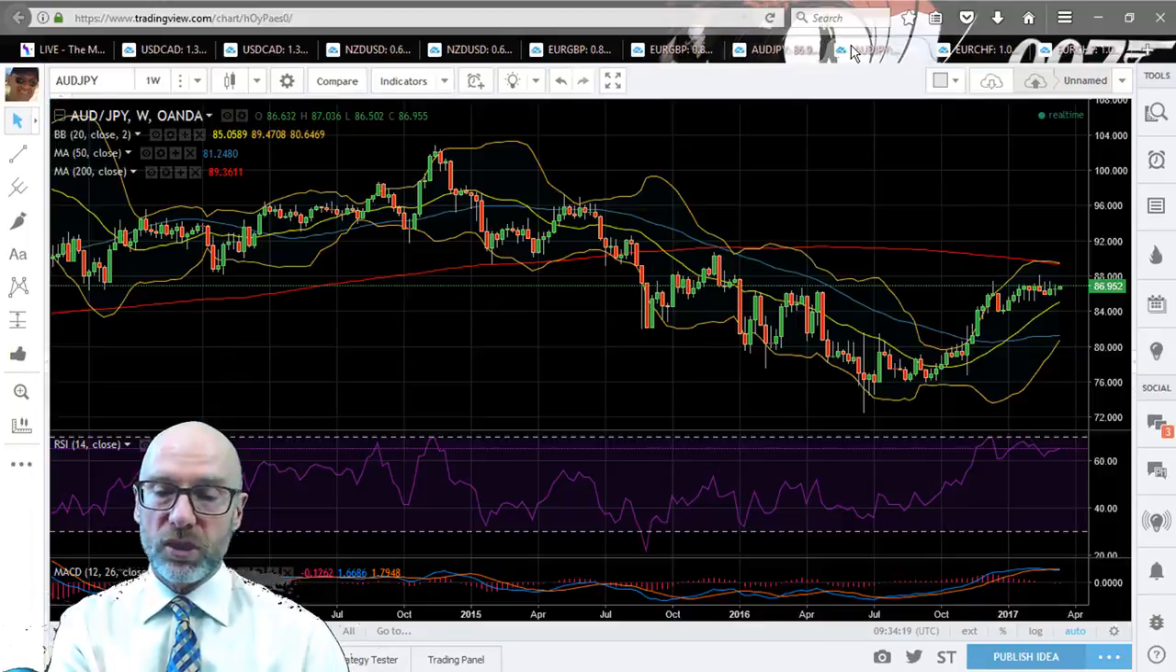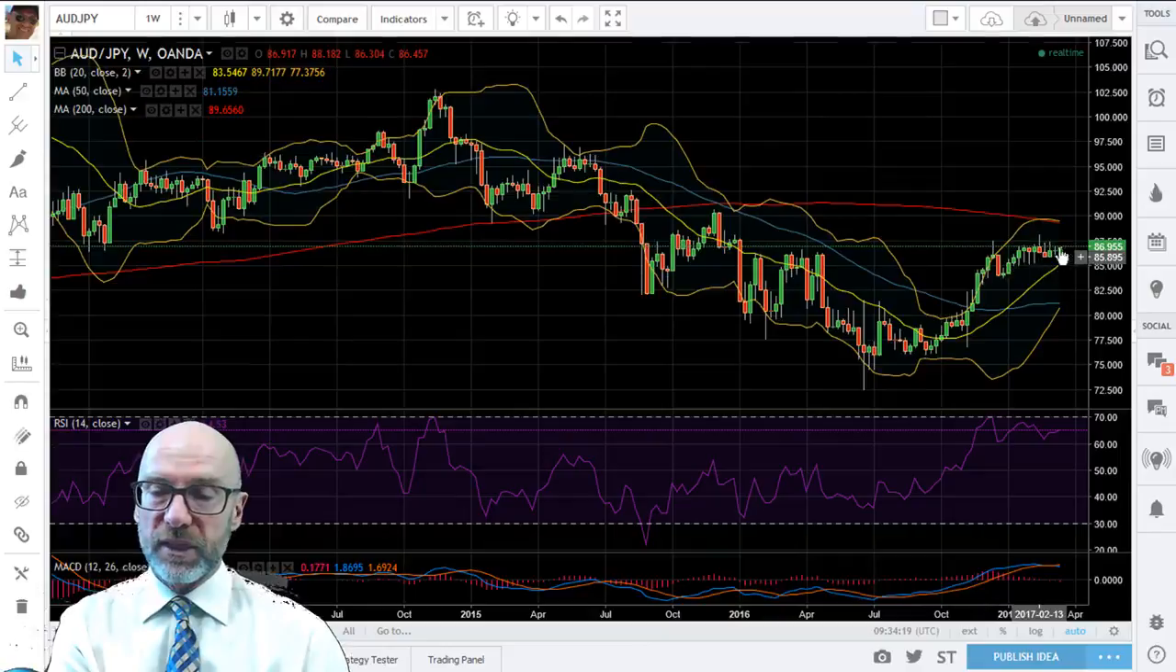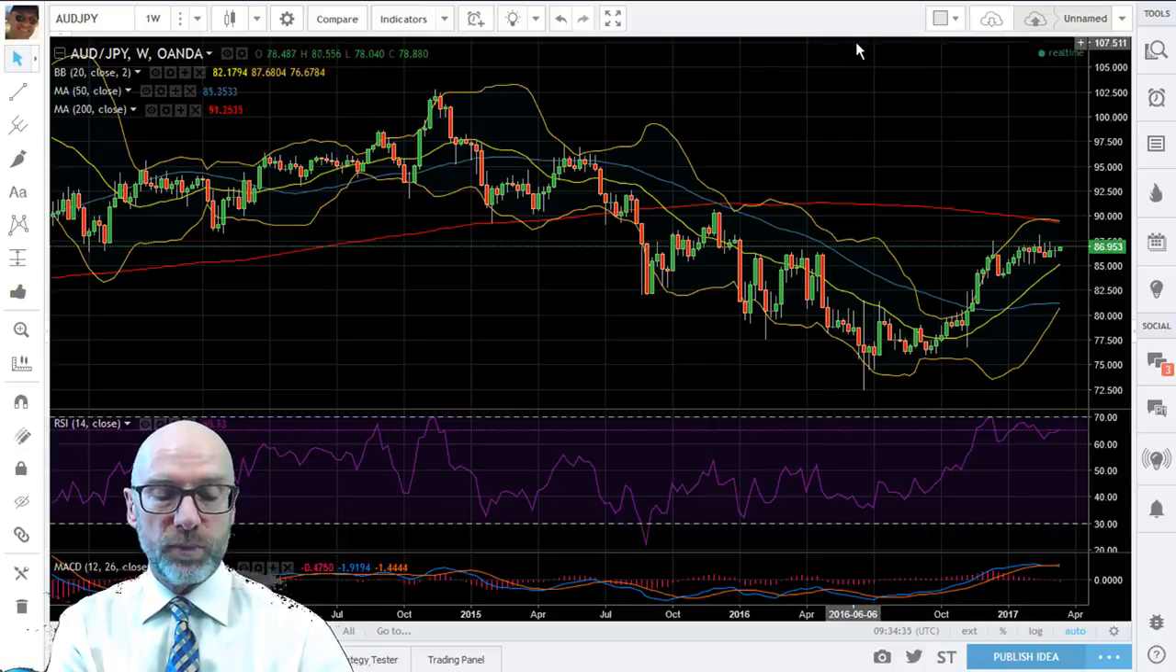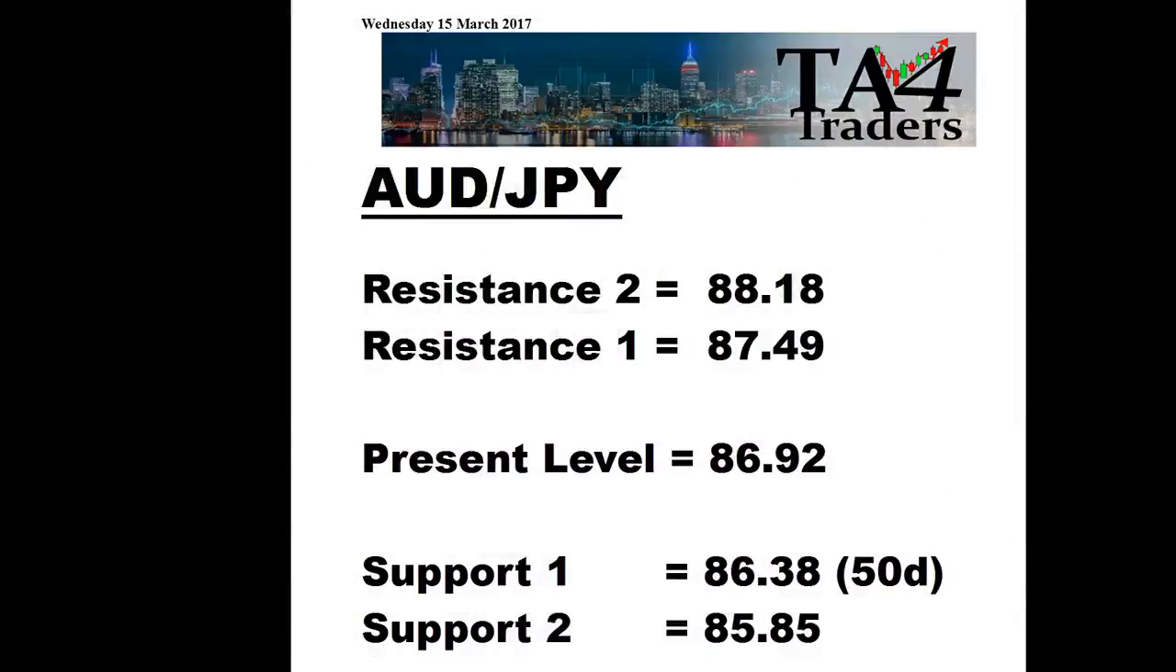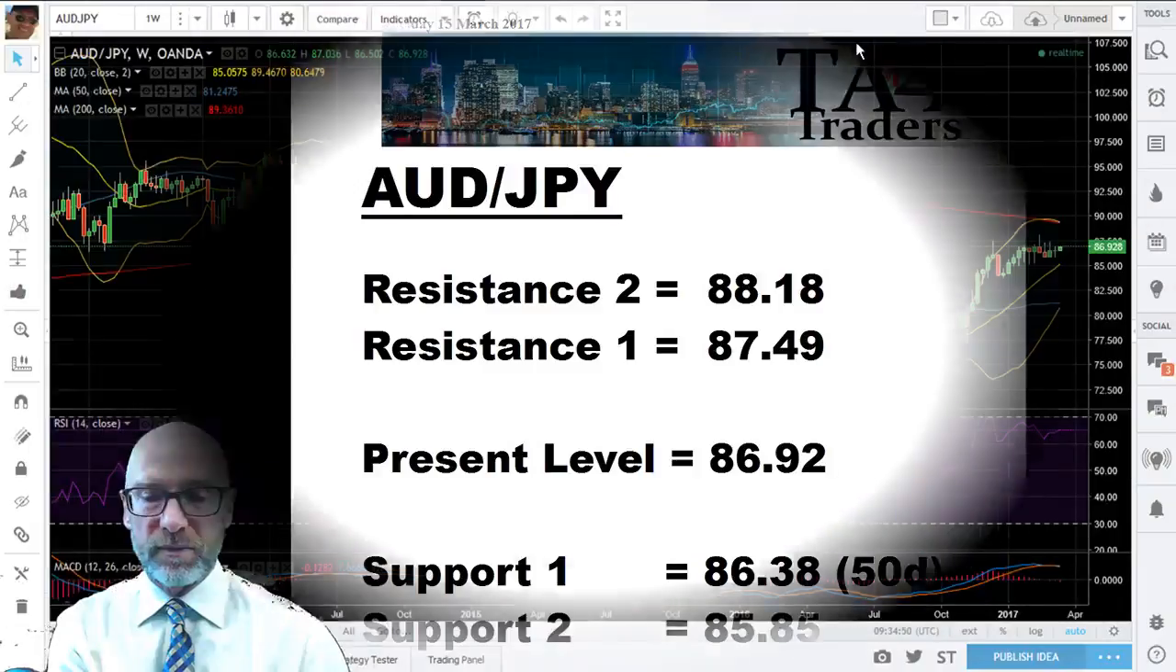On the longer term picture, you can see the sideways move here. I mean, really, again, there's no indication. MACD just drifting and the RSI just drifting. We expect the consolidation to continue. On the support resistance levels, we've got support at the 50-day, 86.38, then 85.85, with resistance at 87.49 and 88.18.